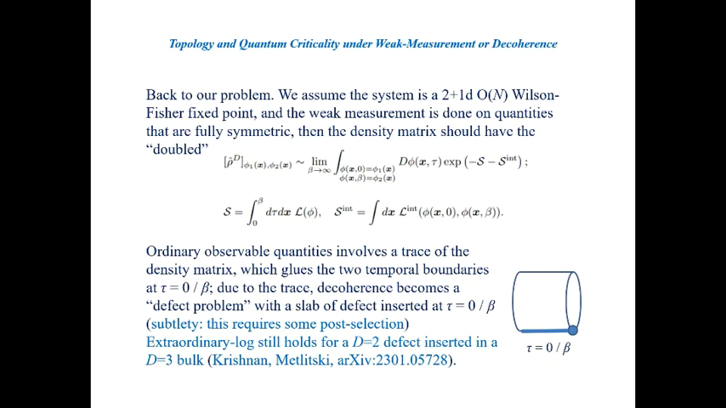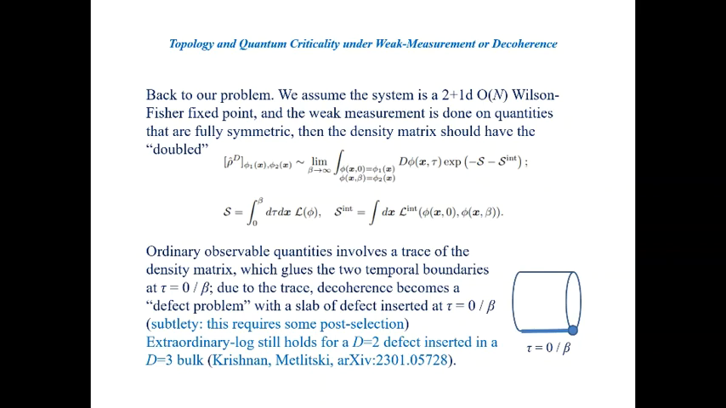As I said before, the decoherence effect becomes some interaction term between tau equals zero and tau equals beta. And suppose I calculate a physical quantity, which is the trace of rho times some operator. This trace will glue tau equals zero and tau equals beta together. So this problem becomes a defect problem.